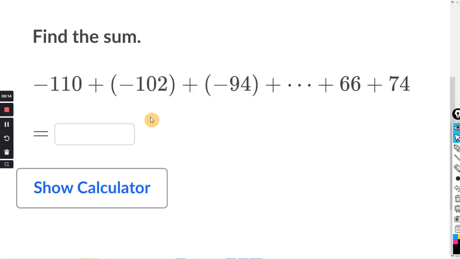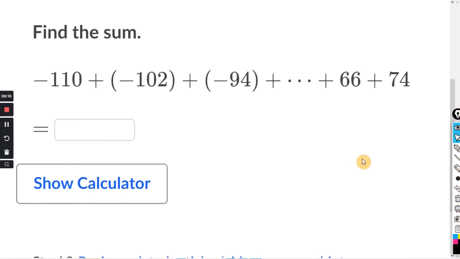Okay, we have a series, and they want us to find the sum. So we have the first term, and we have the last term, but we don't know how many terms are in the series. So that's what we have to figure out. Well, how do we get from negative 110 to negative 102? Well, of course, in order to do that, you would have to add 8.